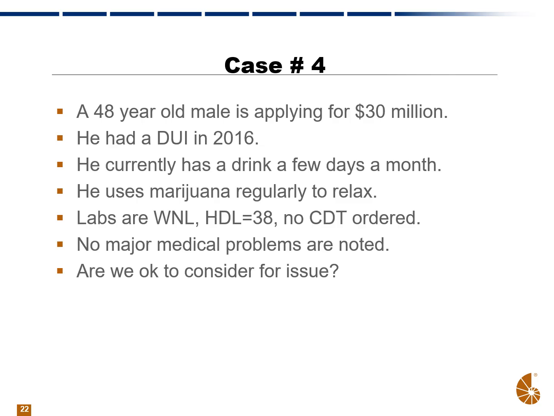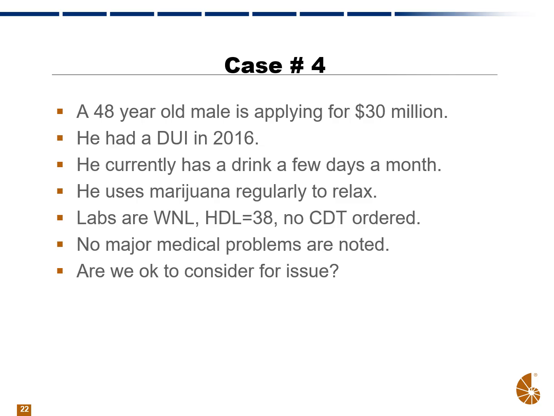So case number 4, a 48-year-old male applying for a large amount, 30 million. He had a DUI in 2016. He says he currently has a few drinks, or a drink a few days a month. He uses marijuana regularly to relax. His labs are okay. No CDT was ordered, no major medical problems. So are we okay to issue?